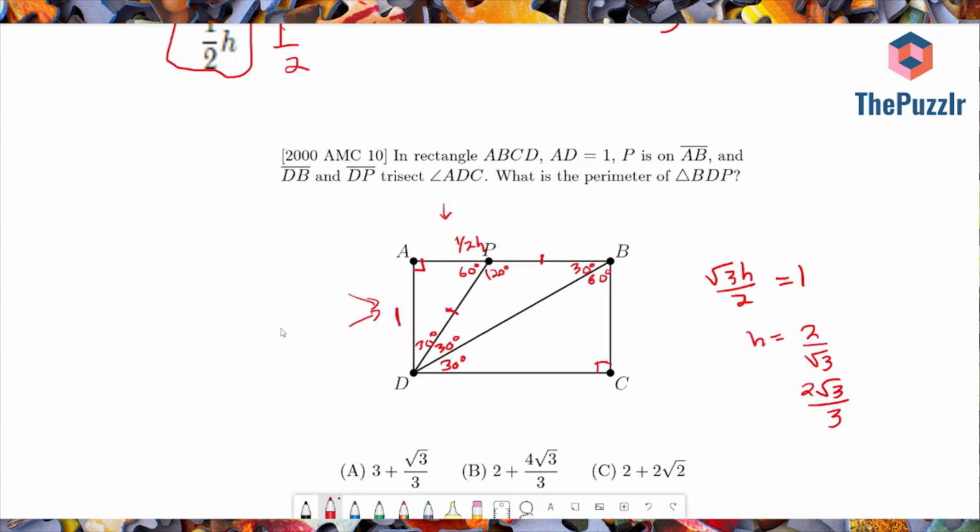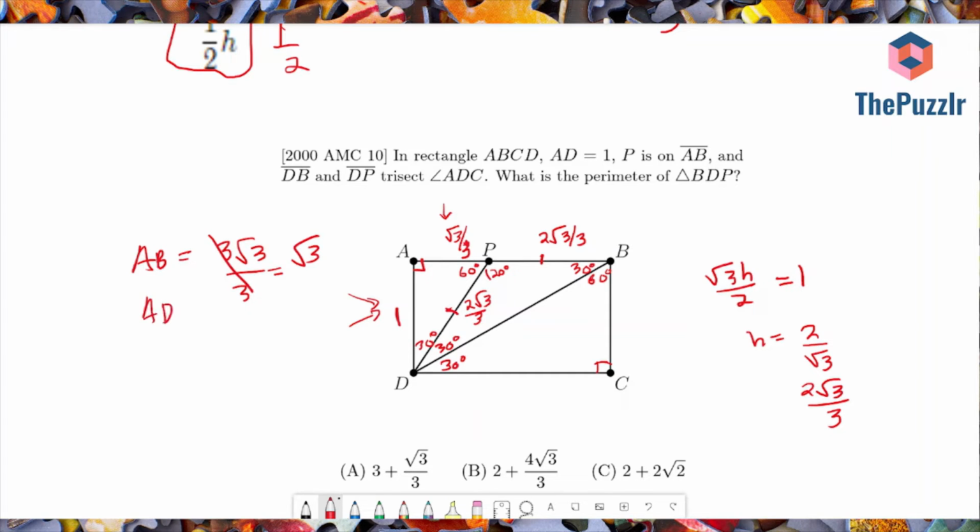Okay, so if we plug in h right here, we get that 1/2 times h gives us root 3 over 3. And then this is just h, so this is 2 root 3 over 3. We also know that this is 2 root 3 over 3. And now we know the total value of side AB. Side AB is equal to 2 root 3 over 3 plus root 3 over 3, which is 3 root 3 over 3, which is root 3. So AB equals root 3.